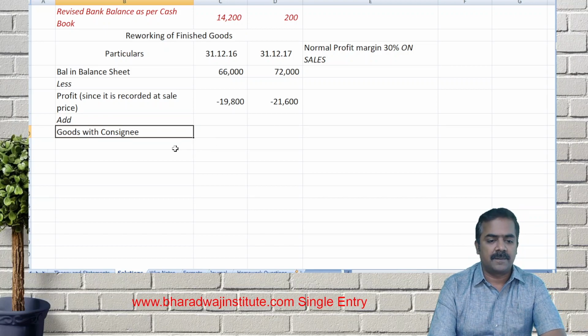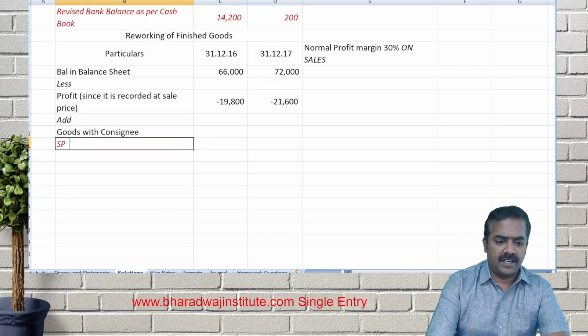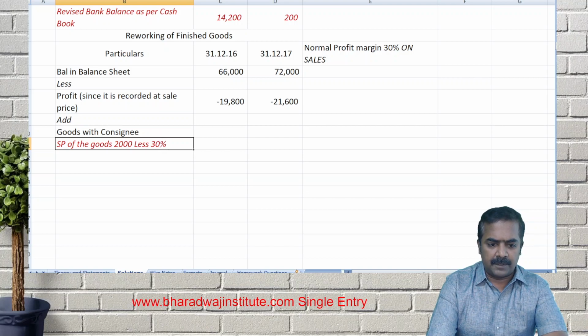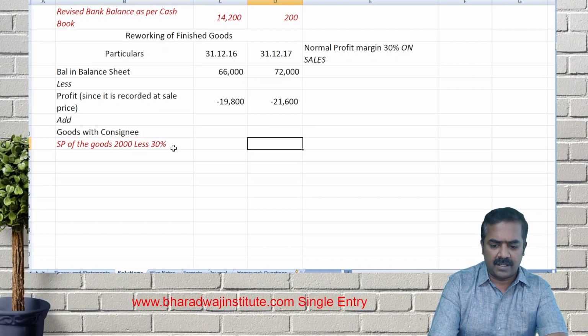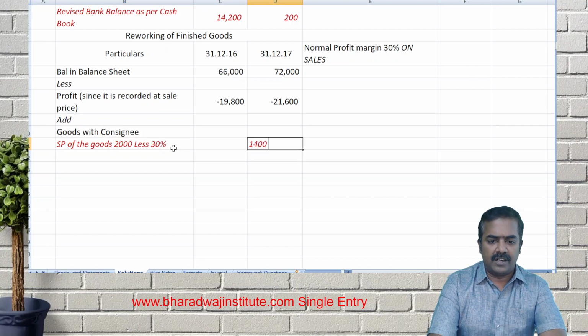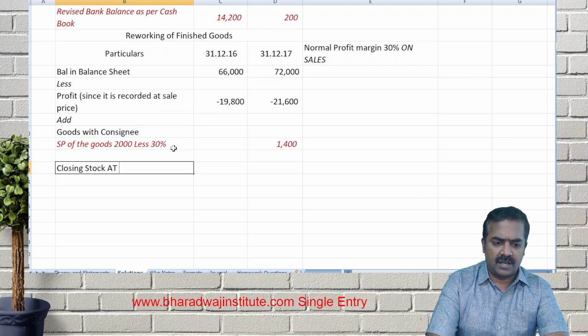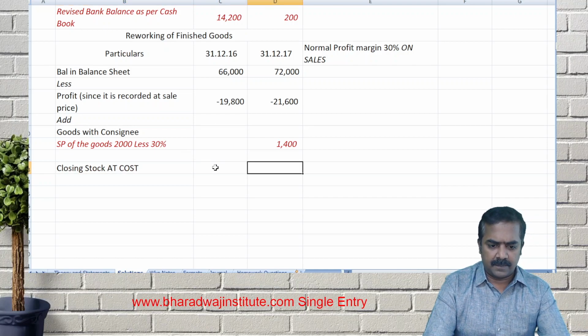What is the selling price of the goods? 2,000. Less 30% profit margin, how much will it come to? 1,400. It should be included in the stock. Work out this; this will be the closing stock at cost. Closing stock at what price? Cost price.